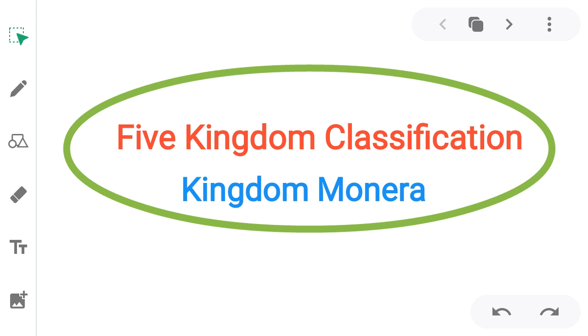So we know very well about the 2, 3, 4, 5 classification systems, but as you know, we have got the reduced syllabus from the CBSE. So we only need to know about the 5 kingdom system of classification. Okay, so let's get started with the 5 kingdom system of classification.